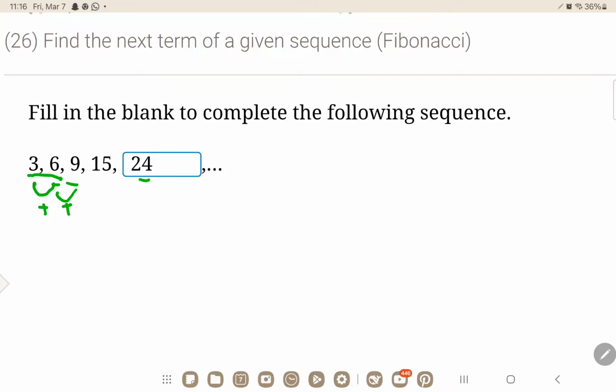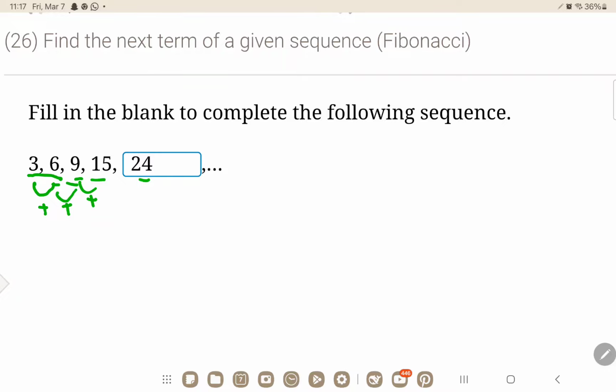So to get your fifth digit, you'd add the third and the fourth digit. So 9 plus 15 is 24. And that's how you do Fibonacci sequence. It's really easy. So your first 2 points are your set points. You add them to get your third point. Then your second and third point, you add it to get your fourth point.